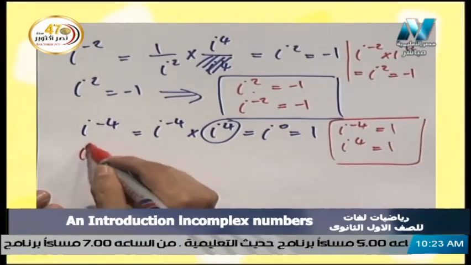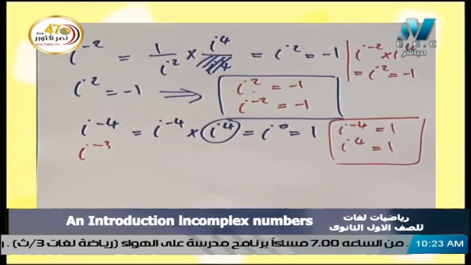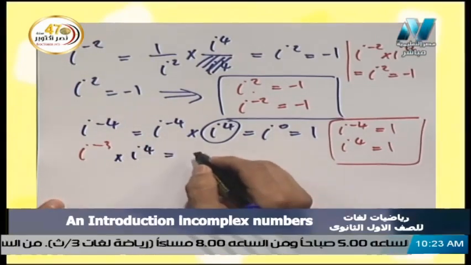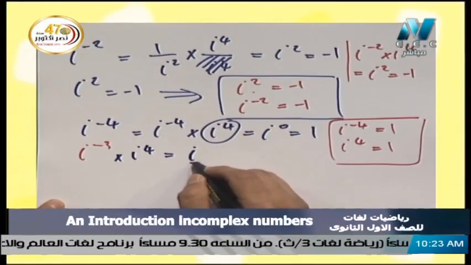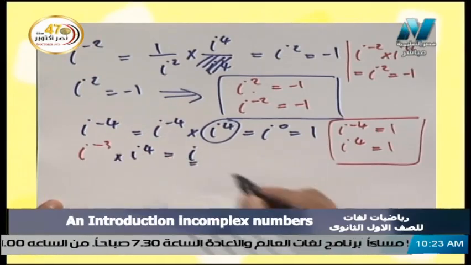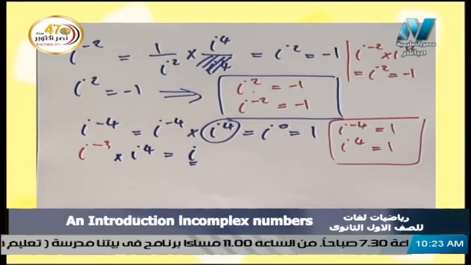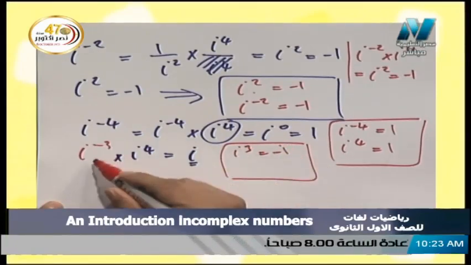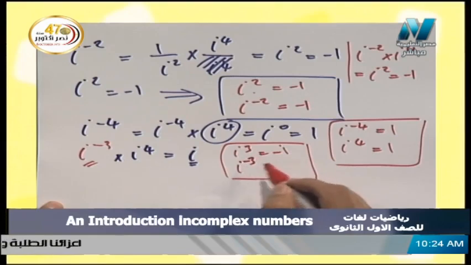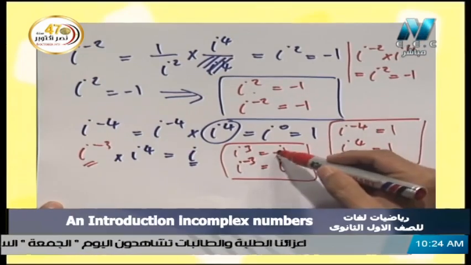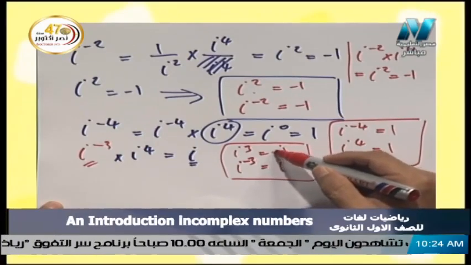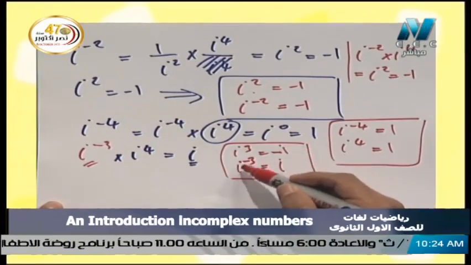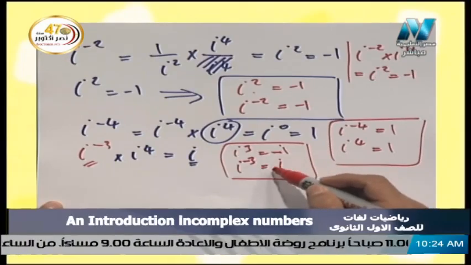So what about i power negative 3? Of course we can multiply it by 1, which is i power 4. The answer here will be i power 1, which is i. So i power negative 3 equals i, but we know before that i power 3 equals negative i, and now i power negative 3 equals i. So it's the opposite of the sign: negative here becomes positive. You can conclude i power 3 equals negative i, and i power negative 3 equals i.